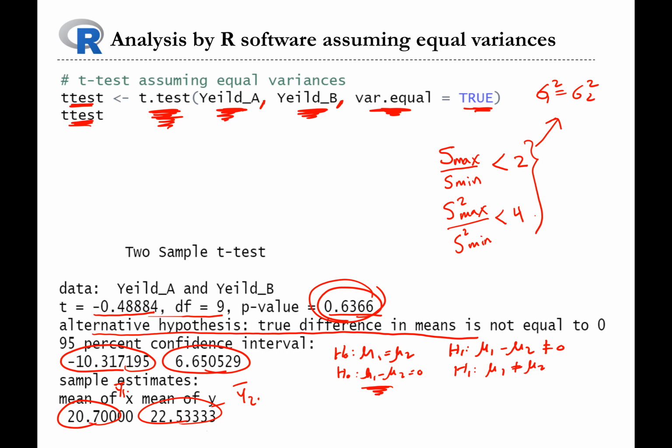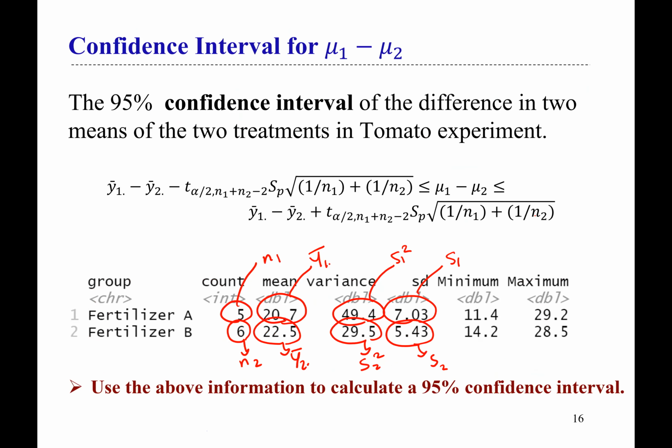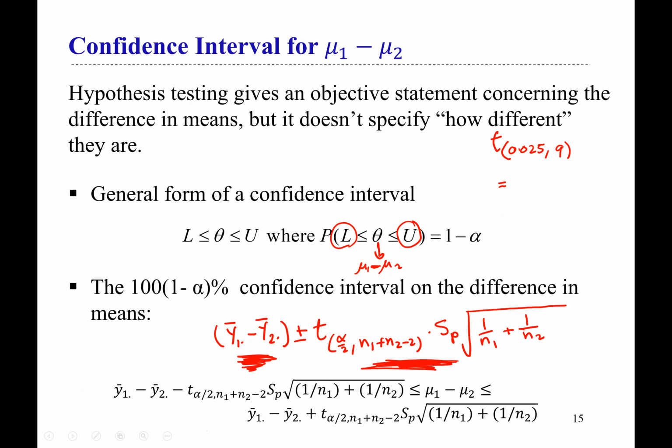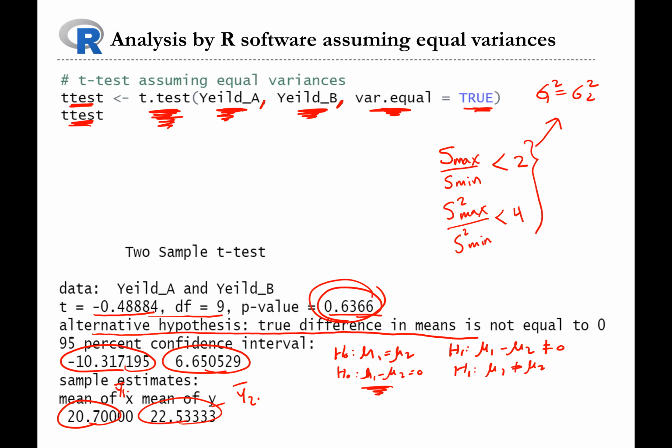When we divided S maximum, 7.03, by S minimum, 5.4, this ratio is less than 2. So we assume that sigma 1 squared equals sigma 2 squared. Got it? Yep, thank you. You're welcome.